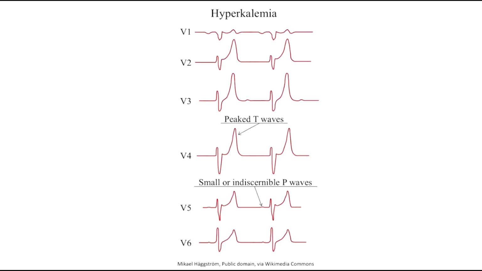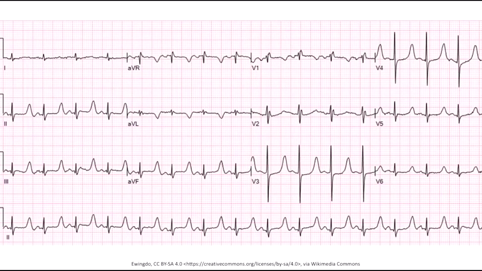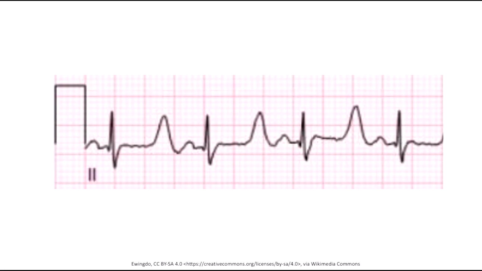Now here's an example of the characteristic ECG changes that can be seen in patients with hyperkalemia. Note the peaked T waves as well as the small, almost indiscernible P waves. And here's an ECG demonstrating prolongation of the QT interval in a patient with hypocalcemia. And let's zoom in on lead 2 to illustrate this point.